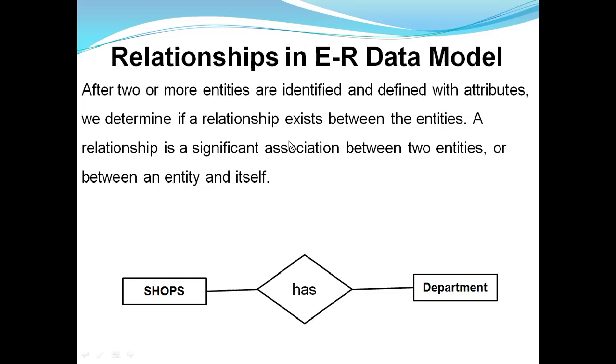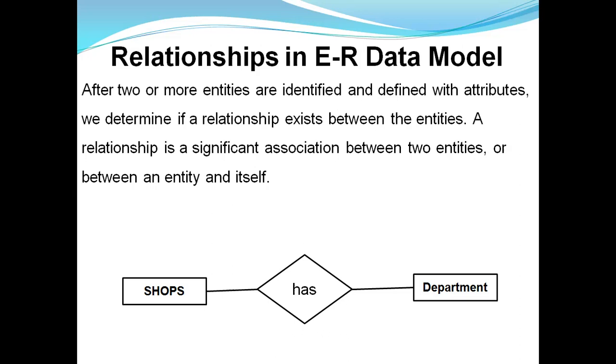Now, the important part is relationship in the ER model. Just now we have learned that after finding out the keys, we find the relationship between the entities in the ER model. Simple. So after two or more entities are identified and defined with attributes, we determine if a relationship exists between the entities or not. How do we determine? With the help of primary key and foreign key.